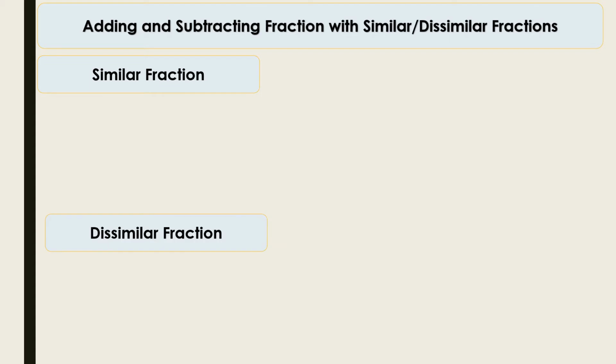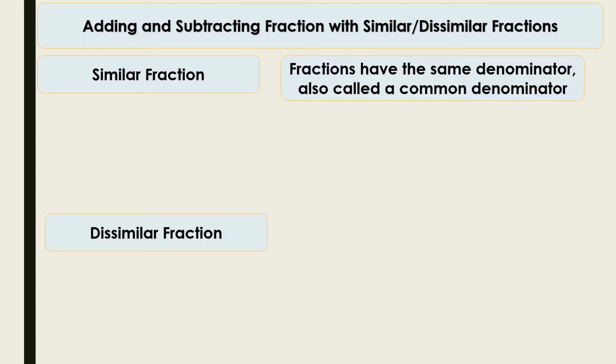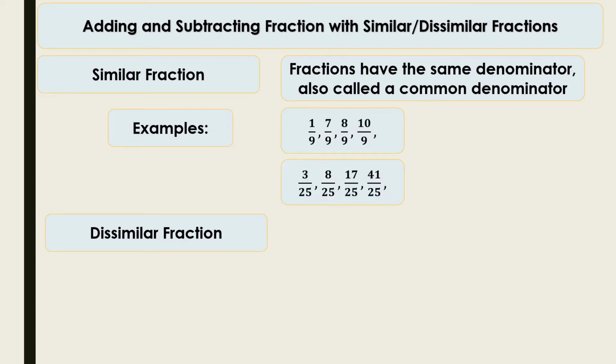So, adding and subtracting with similar and dissimilar fractions. Let's see what similar and dissimilar fractions are. Similar fractions are fractions that have the same denominator, also called the common denominator. So these are their examples.